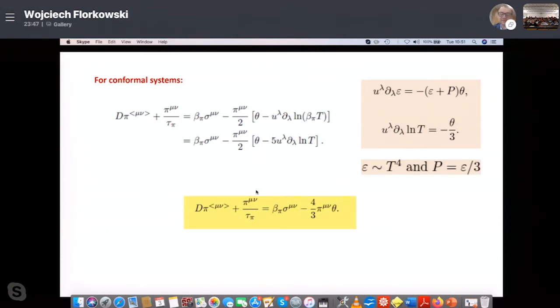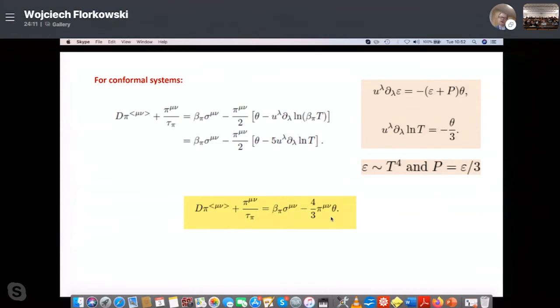Then there is the part which is pi divided by the relaxation time. On the right-hand side, we have the old piece related to the shear viscosity. And there is this new term which comes from the beta coefficients here. So this will give the new term.